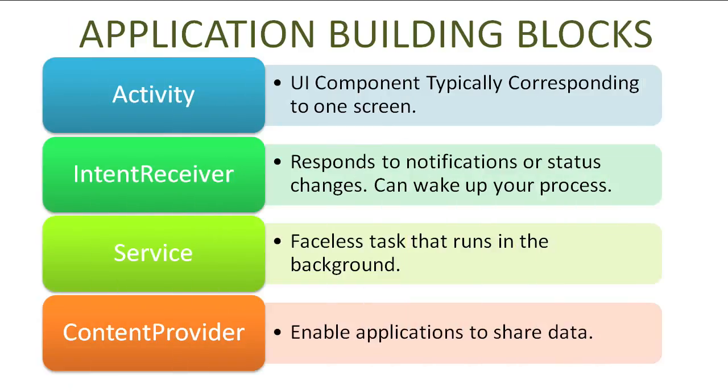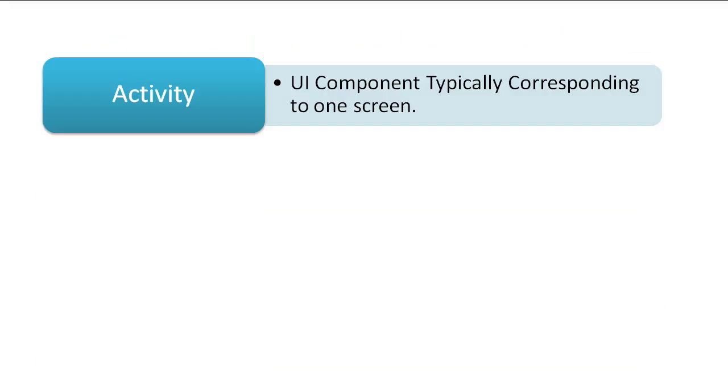There's a few Android application building blocks we need to talk about. They're activity, intent receiver, service, and content provider. These are the 4 building blocks of how you're going to build Android applications. The first is an activity. It's a UI component that typically corresponds to one given screen.